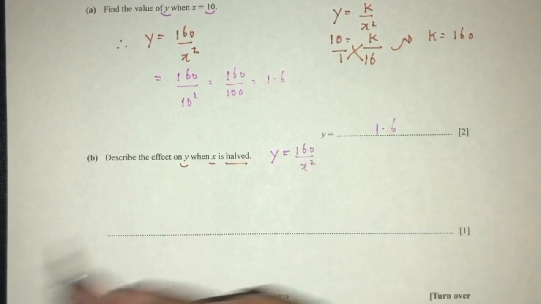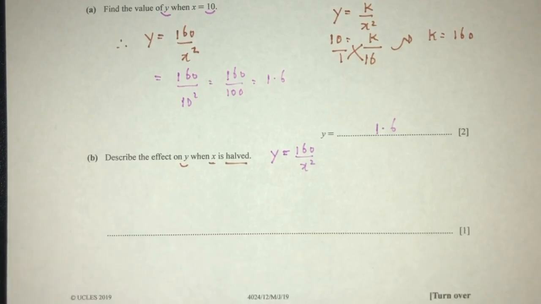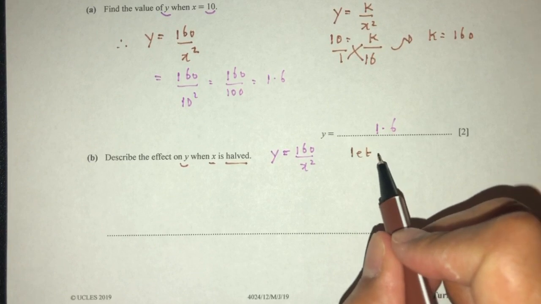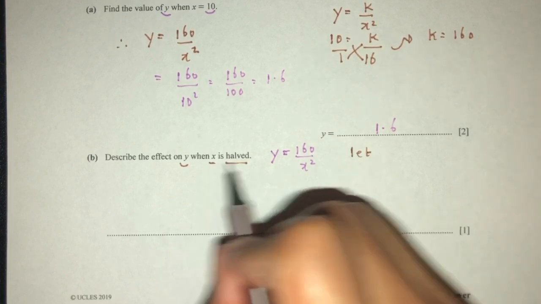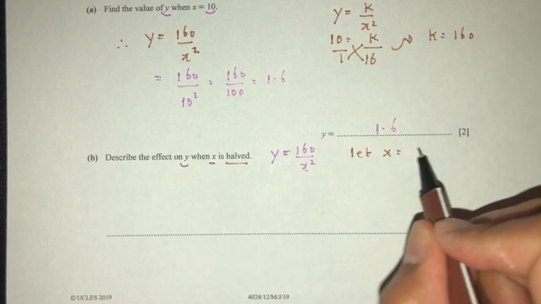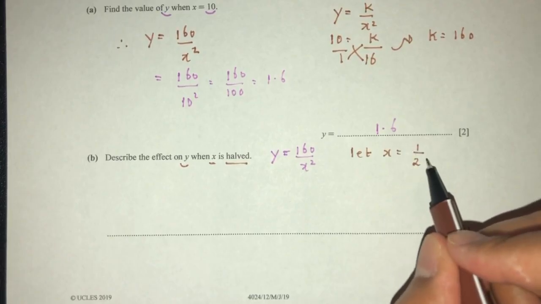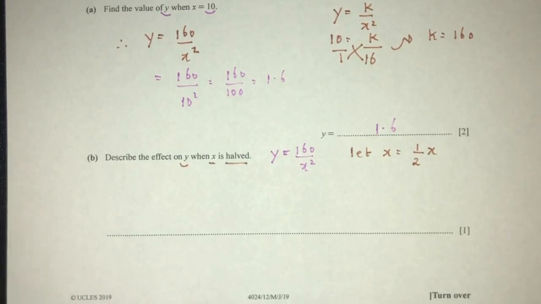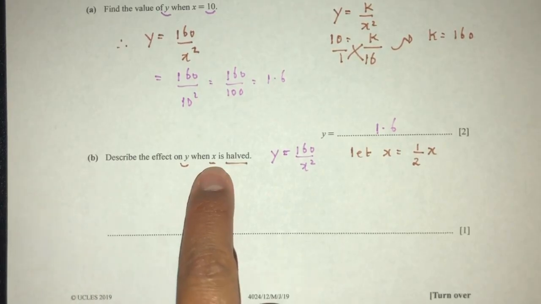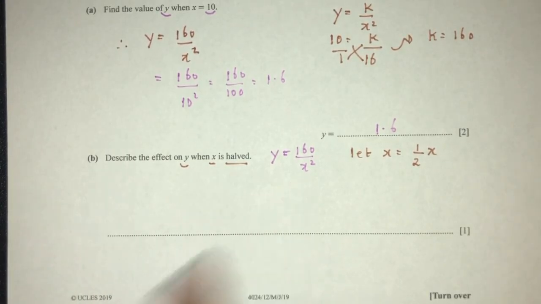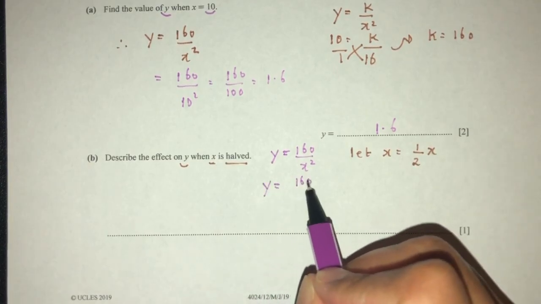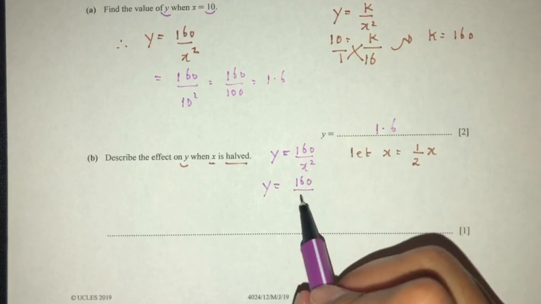Let's let it be like this. Now we can say, because the new x is half, x will have to become half times x, half x, right? So we place it here, and you will have y is equal to 160 divided by half x squared.